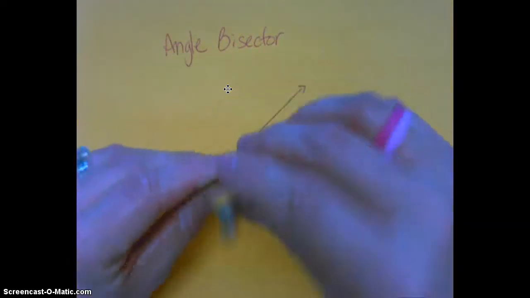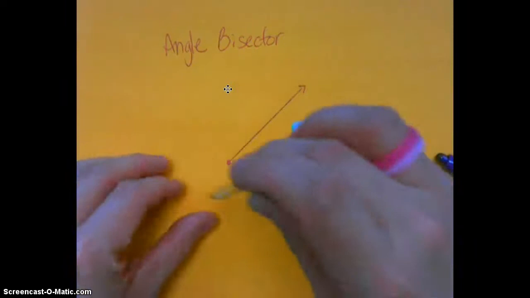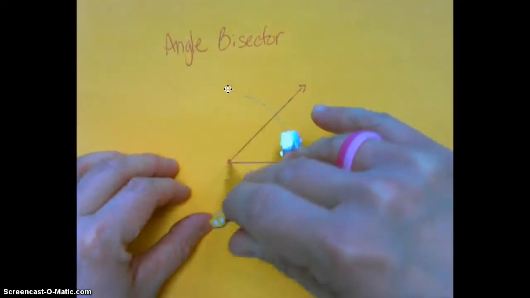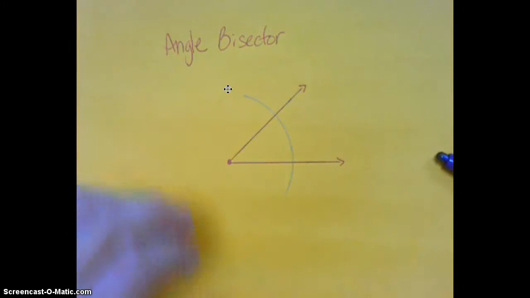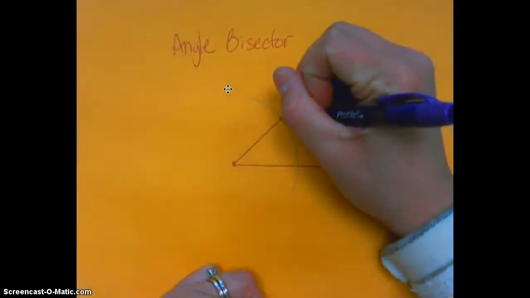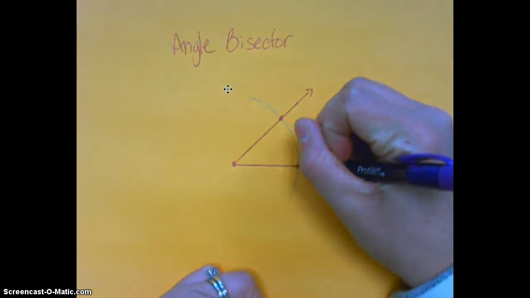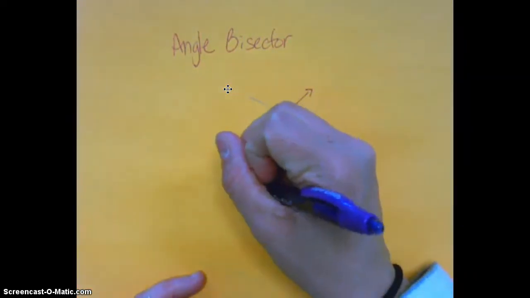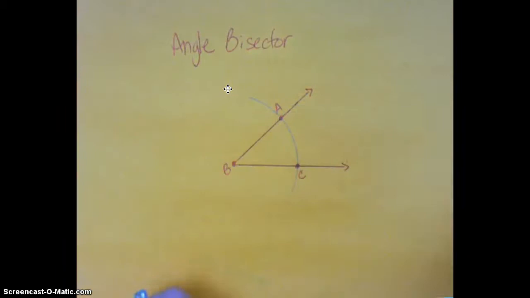a certain width, which I already have mine kind of opened, and I'm going to put that sharp point there on my vertex and just swing an arc through the angle. Now that's going to create 2 points on those rays, or the sides of the angle. All right, so let's label everything here. That's A, we'll call this angle B, and there's my C.